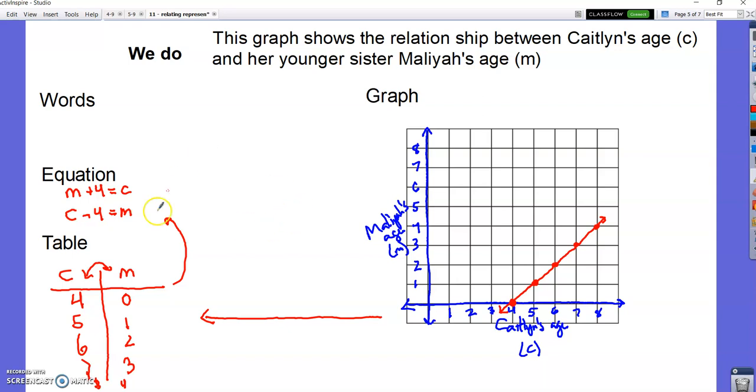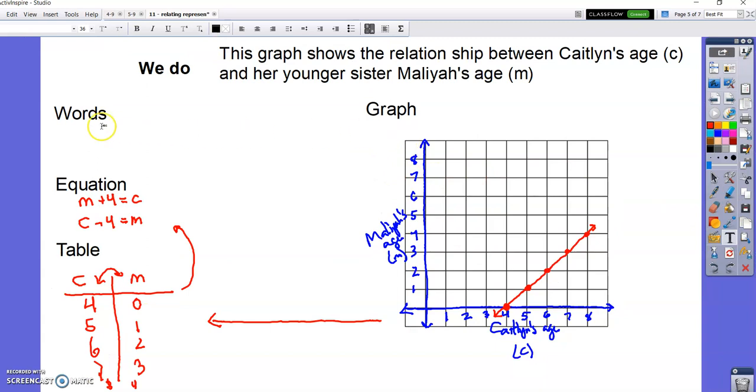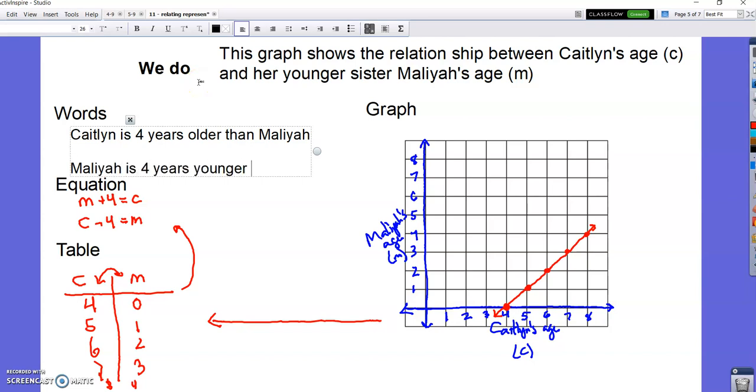All right, so that's the last thing. When I look here, I just need some way to put this into words. Caitlin is older and Malia is younger in this case, and it's always by a difference of 4 years. I can word that one of two ways. I could just say Caitlin is 4 years older than Malia. Or vice versa, I could say Malia is 4 years younger than Caitlin. Doesn't really matter which. Those both mean the same thing.